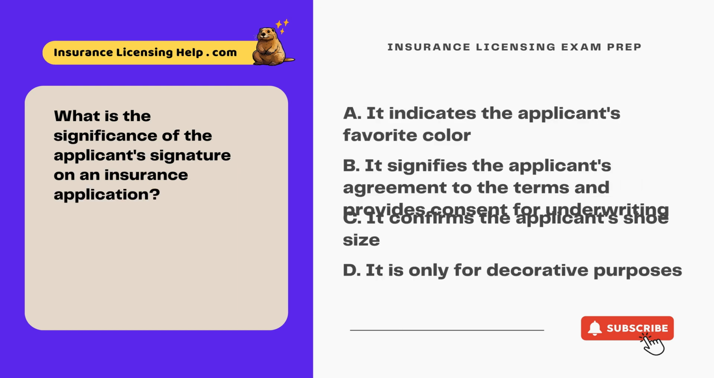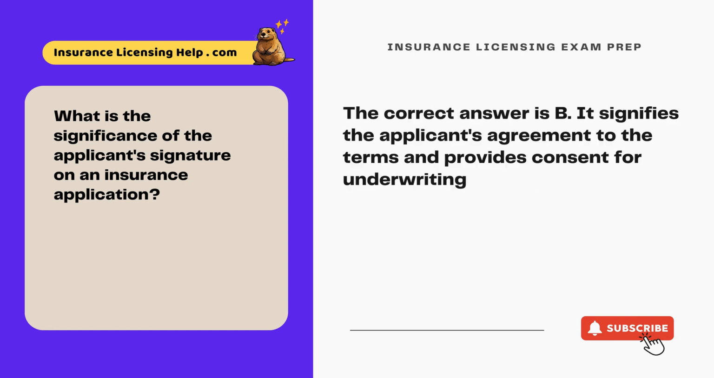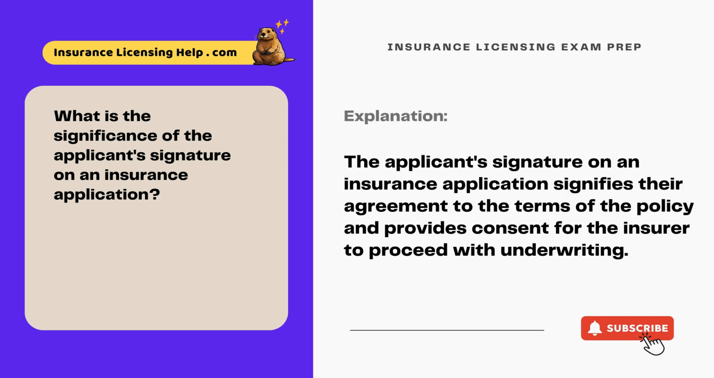What is the significance of the applicant's signature on an insurance application? A. It indicates the applicant's favorite color. B. It signifies the applicant's agreement to the terms and provides consent for underwriting. C. It confirms the applicant's shoe size. D. It is only for decorative purposes. The correct answer is B. It signifies the applicant's agreement to the terms and provides consent for underwriting. The applicant's signature on an insurance application signifies their agreement to the terms of the policy and provides consent for the insurer to proceed with underwriting.